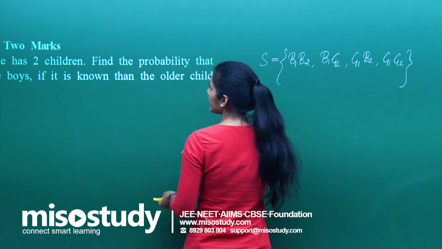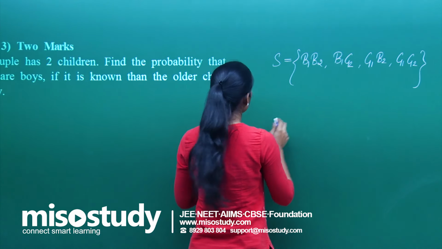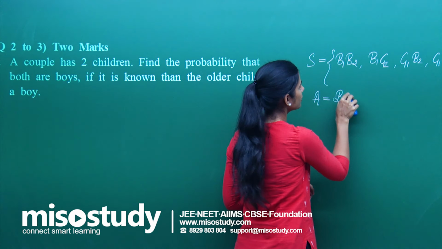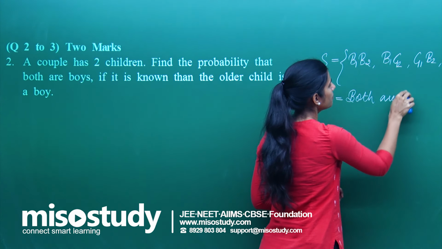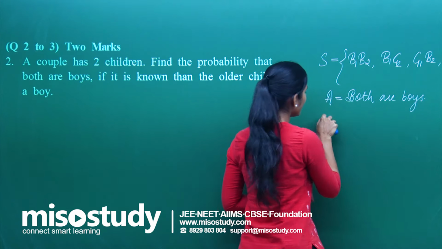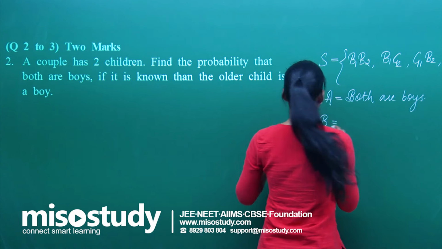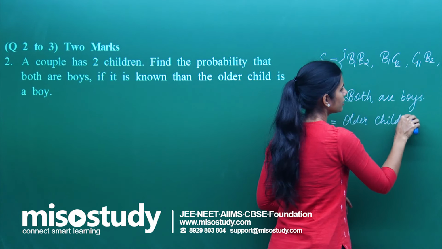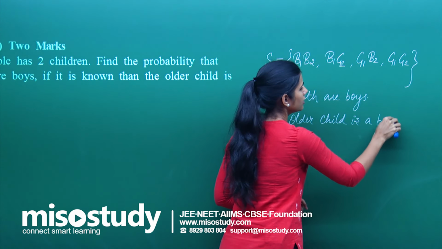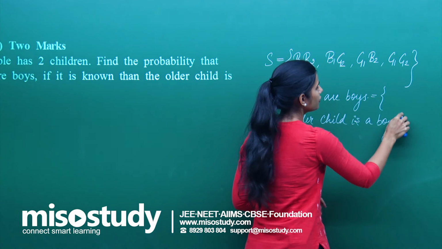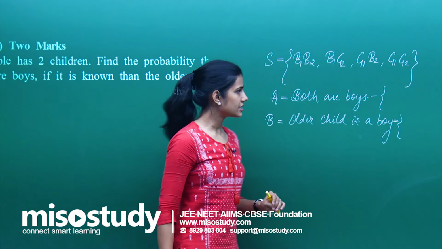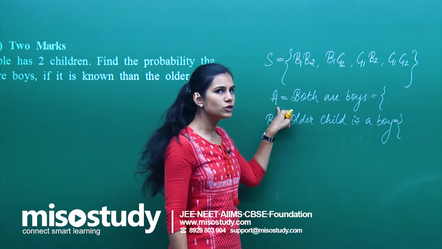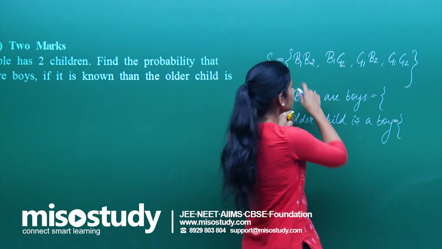Now here it is saying, find the probability that both are boys. Suppose I say my event A is that both the children are boys. And I am defining another event B, that the older child is a boy. Now let's see the elementary events favorable to these events. Both are boys. This is the elementary event favorable to event A.